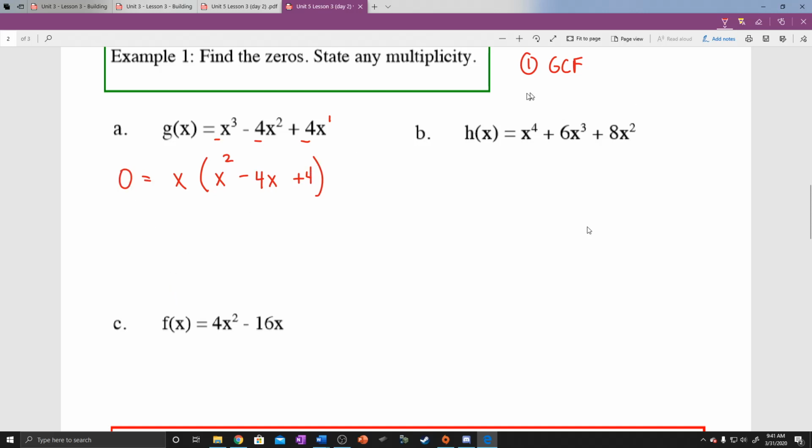And now you can factor the remaining quadratic. And remember, this is a quadratic in standard form. It has a b value and a c value. We want factors of c that add to b, which is negative 2 and negative 2.